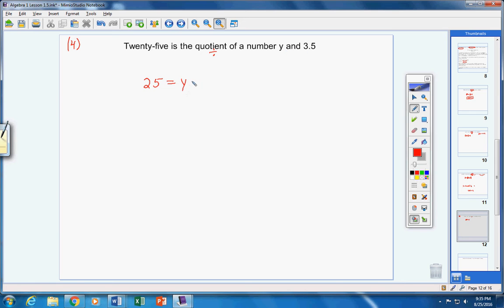Now you could put y divided by 3.5, and I might give you credit. I would probably take some points off because in algebra you should write it like this. A fraction, y divided by 3.5. So there it is. 25 is equal sign, quotient. So I put a division sign or fraction sign. What am I quotienting? What am I dividing? Y and 3.5. So y divided by 3.5. That was probably the easiest one yet, to be honest with you.